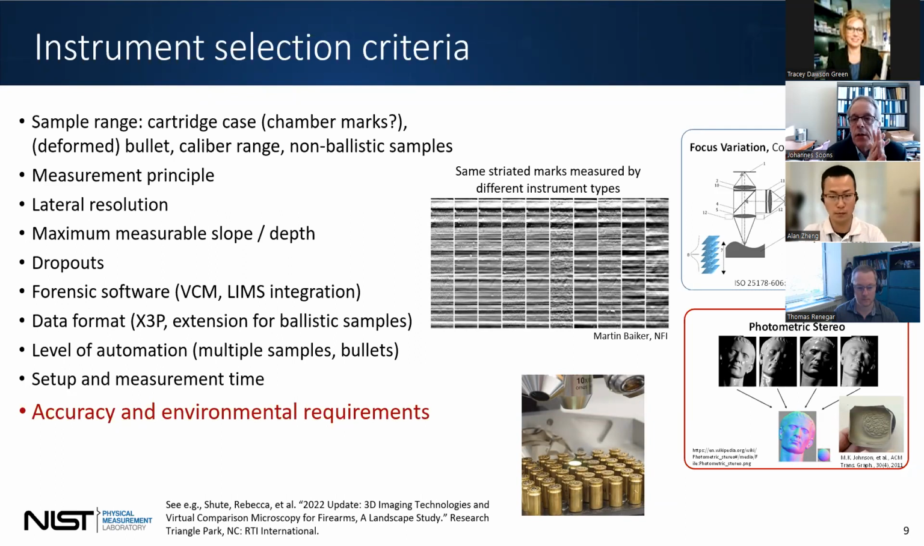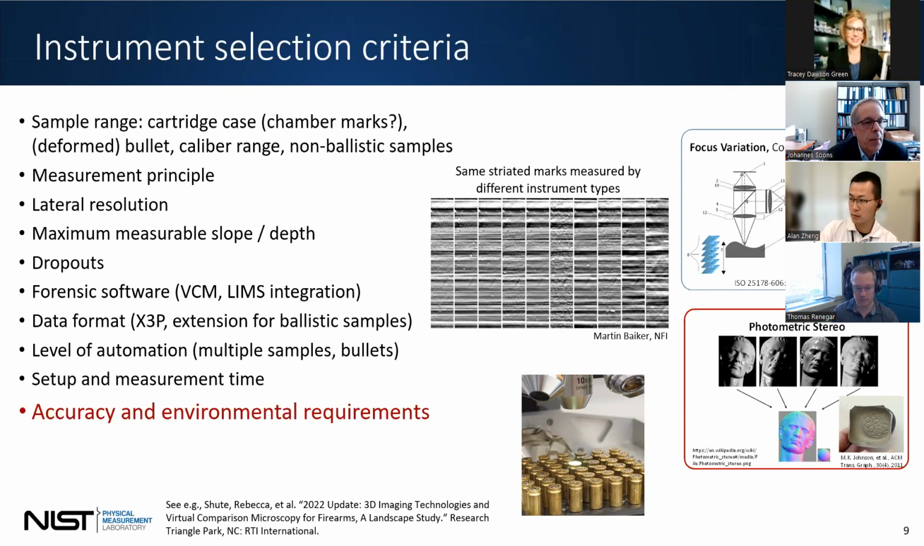Instruments that are designed for forensic applications can differ in their application range. Some can only measure cartridge cases, some can only measure bullets, some can measure both. If an instrument can measure a cartridge case, it may only be able to do the head stamp and primer region, whereas other instruments can also measure chamber marks on the side walls of the cartridge case, etc. So there are differences in the capability of the instruments.